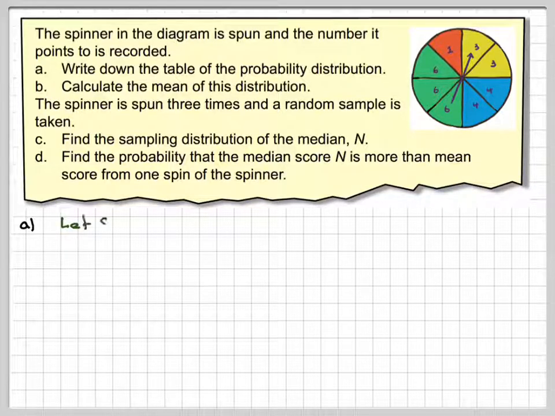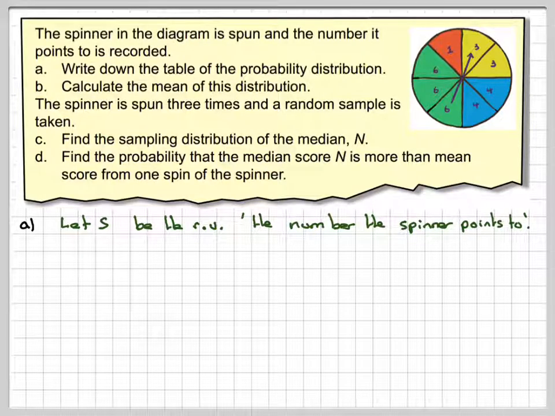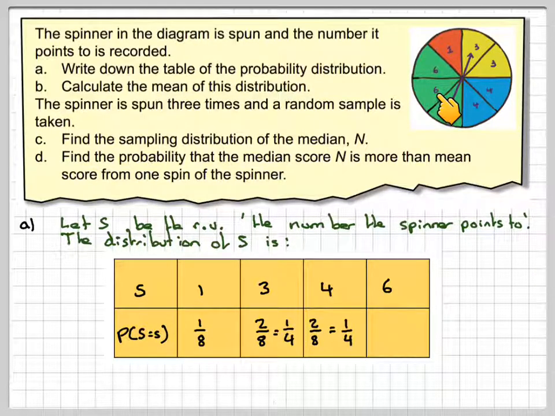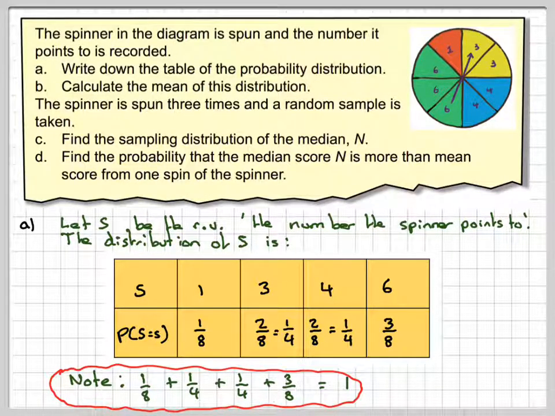Okay, so let S be the random variable, the number the spinner points to. The distribution would be, well, S can take on values 1, 3, 4, or 6. And the probabilities that they can happen: the first one is 1/8. This will be 2/8, which is 1/4. This one again will be 2/8, which is 1/4. And the last one will be 3/8. If you add these up, then you get the answer of 1.